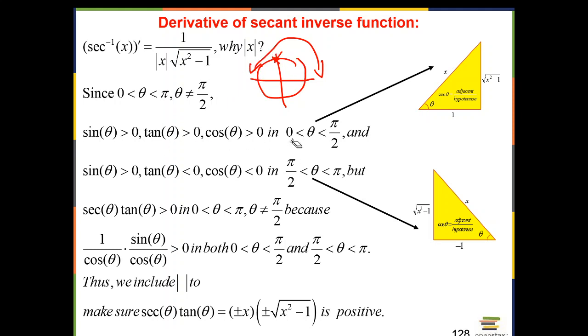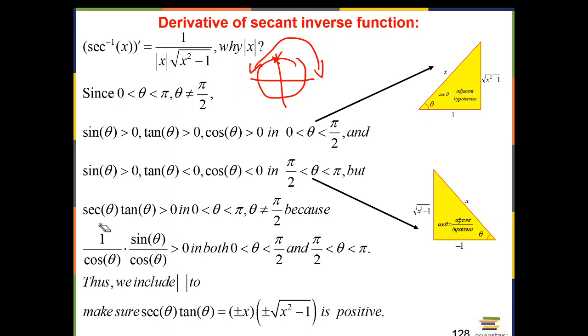Now, if we are from 0 to pi over 2 over here, then cosine, tangent, and sine, they're all positive, right? Over here, they're all positive. And if we are from pi over 2 to pi, then cosine is negative, sine is positive, and tangent is negative, right? Cosine and tangent are negative, and sine is positive.